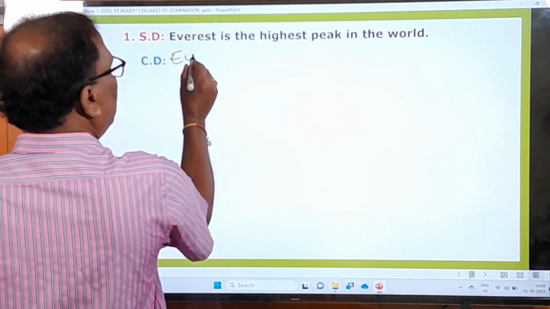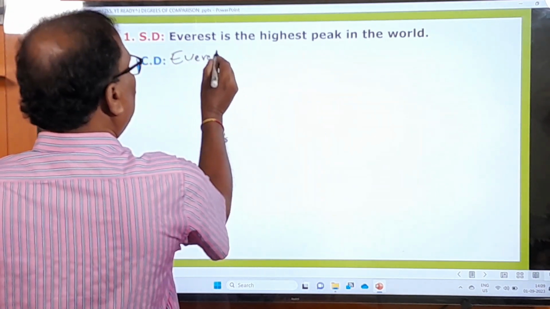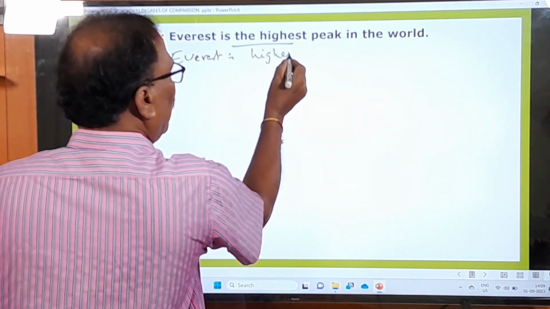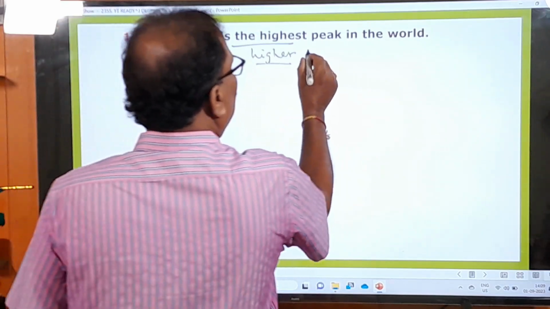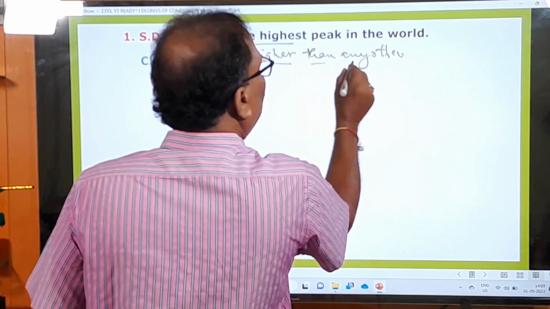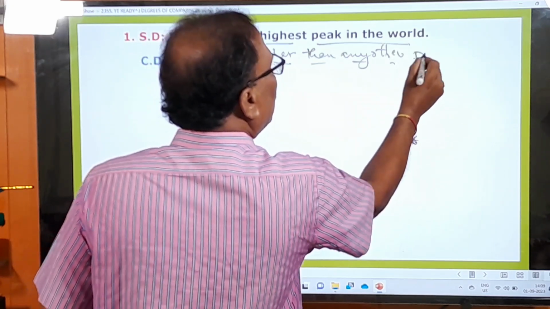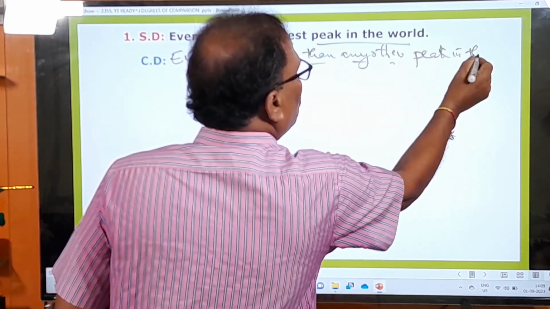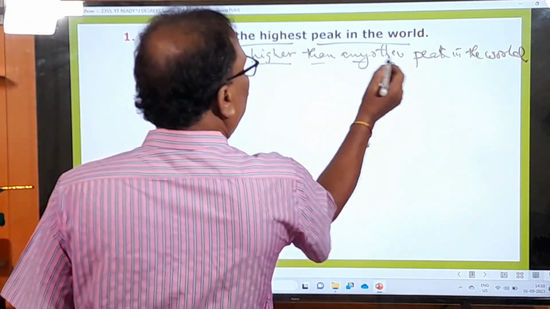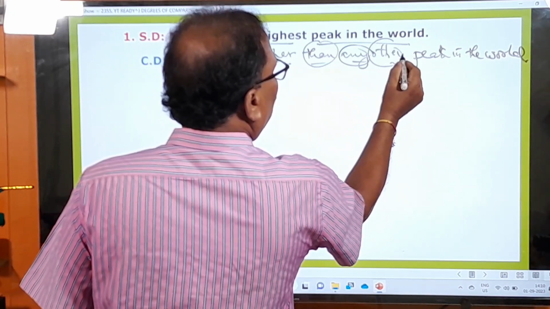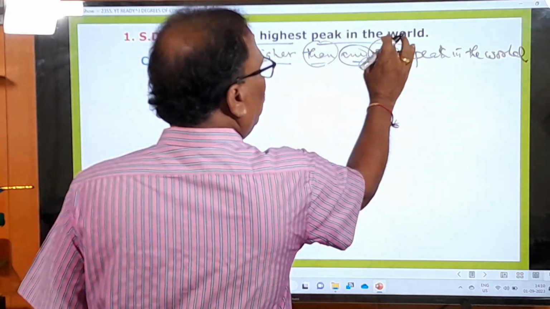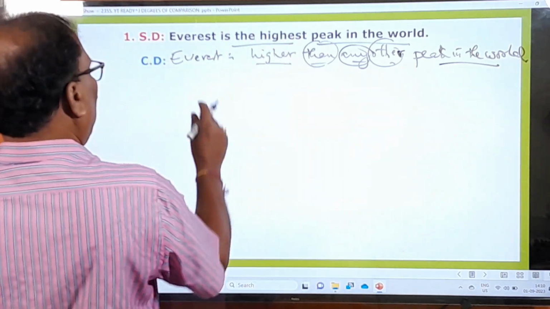Okay, Everest. It is direct. Therefore, the highest is turned into higher. Okay, comparative. Immediately after that you have to use "than any other". After the remaining one, pick "peak in the world". So Everest is higher than any other. These three words you have to use newly, and then the remaining part should be written here, right? Everest is higher than.